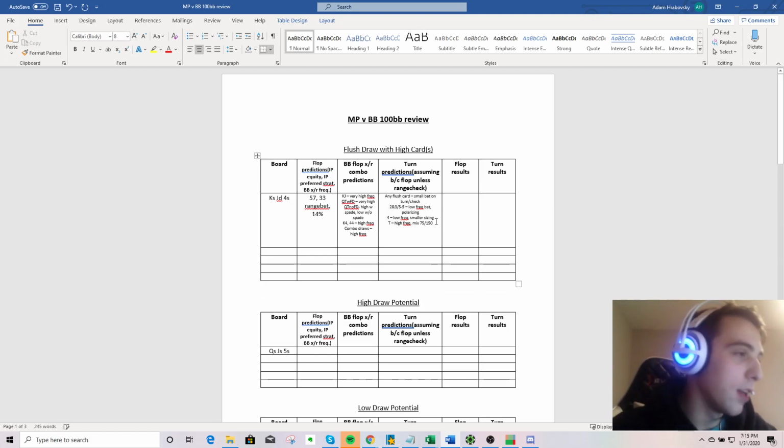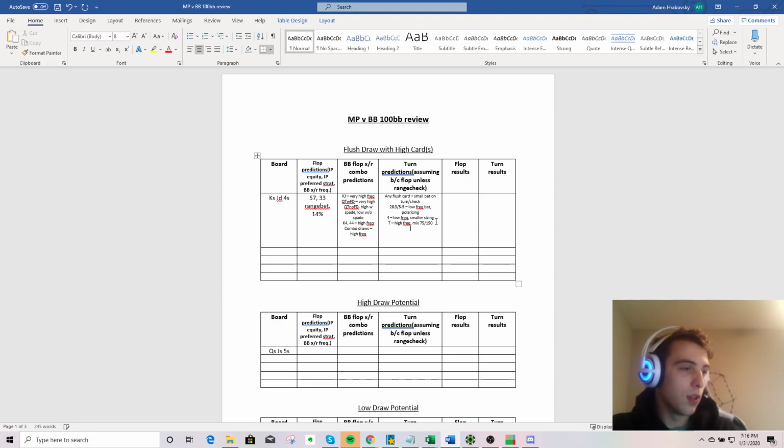Okay. So any flush cards, small bet on turn. 2 and 3, 5 to 9 is low frequency bet, but we're polarizing. 4 is low frequency, smaller sizing. 10 is high frequency with a mix. Jack, I'm thinking is probably gonna be similar to a 4 here, just because it kind of uncaps villain. So lower frequency, and we're gonna be using the 75 sizing.